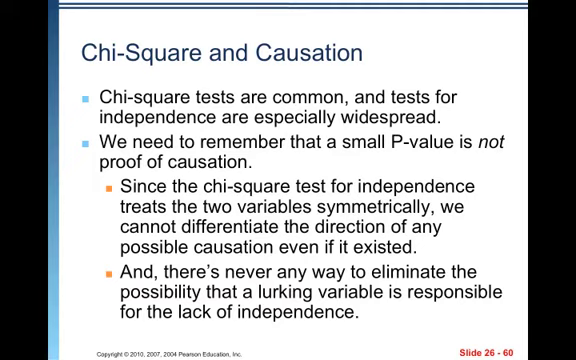We need to remember that a small p-value is not proof of causation. Since the chi-square test for independence treats two variables symmetrically, we cannot differentiate the direction of any possible causation, even if it existed. We don't know which variable would cause the other one. And there's never any way to eliminate the possibility that a lurking variable is responsible for the lack of independence. So just because you find evidence that there is a lack of independence, that does not mean that we've shown that one variable causes the other.